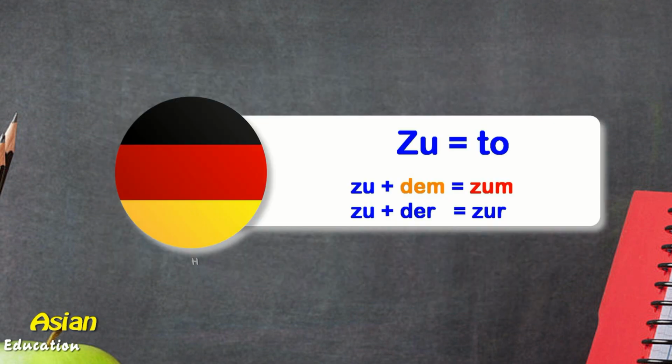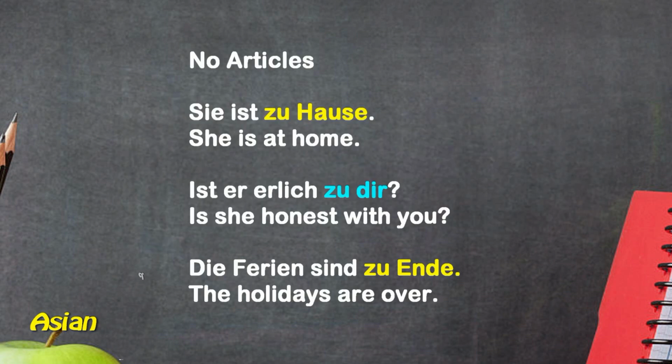Now let us see zu. Zu means to. Zu plus dem is equal to zum, and zu plus der is equal to zur. Some examples here. Sie ist zu Hause. She is at home. Zu Hause means at home. Ist sie ehrlich zu dir? Is she honest with you? Ehrlich means honest. And die Ferien sind zu Ende.